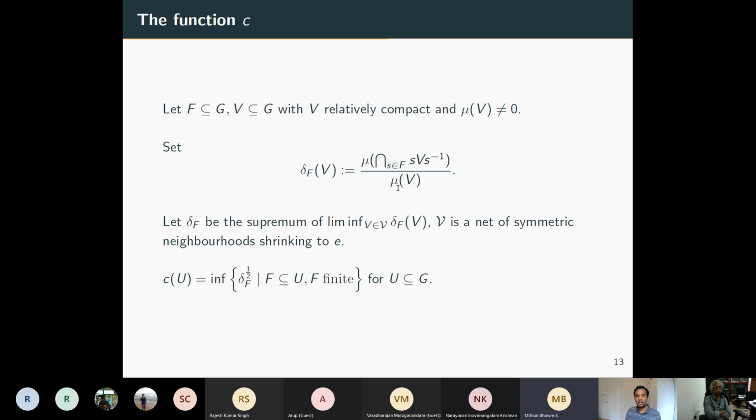And then you take the supremum of all of these. So first, if you take some neighborhood basis of the identity, and you take the lim_inf of these things, so you allow these things to shrink down essentially, and you look at what the lim_inf of this delta f of V is, and then you allow a choice of arbitrary neighborhood basis, and delta f is the supremum of what you get at the end.